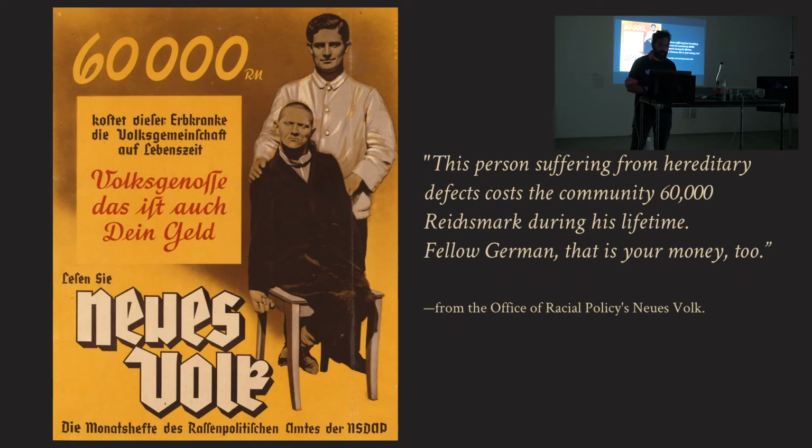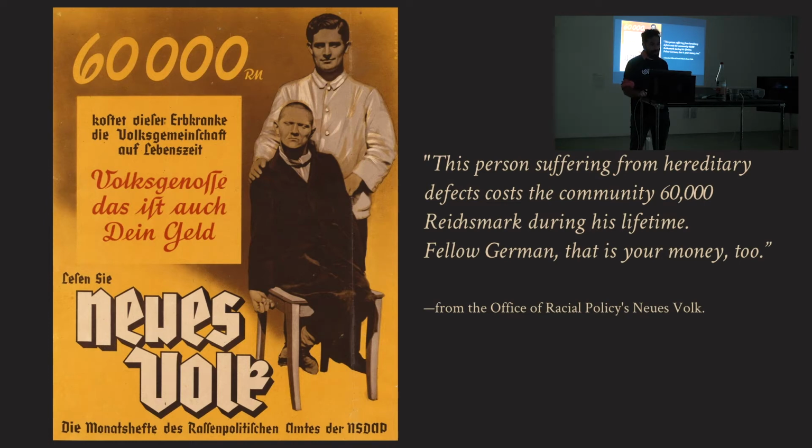Not very surprisingly, these guys were into that as well. You can probably read it better than I do, but the translation that I got is: this person suffering from hereditary defects cost the community 60,000 Reichsmarks during his lifetime. Fellow German, this is your money too. So all of this irresponsible recreation is something that is straining society, and we need to be responsible about how we deal with that as a society. We all know where that went.